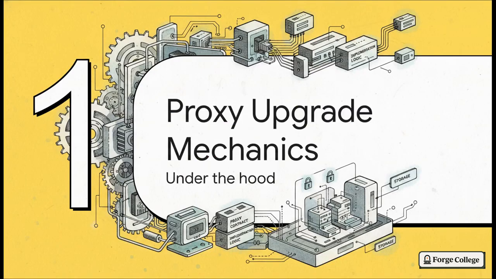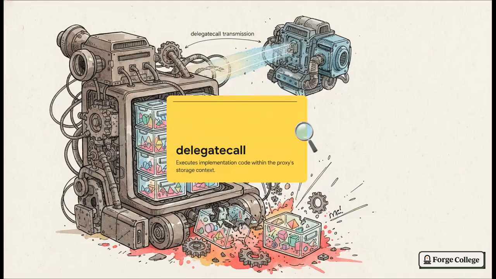Let's kick things off with Section 1, Mechanics of a Proxy Upgrade. The absolute core of this, the magic and the danger, comes down to delegatecall. It executes implementation code within the proxy storage context. Think of your proxy contract like a heavy-duty, unmoving robotic chassis that's holding all your valuable storage cargo. It doesn't have a brain of its own. Instead, it's driven by a swappable implementation engine connected via the delegatecall transmission.